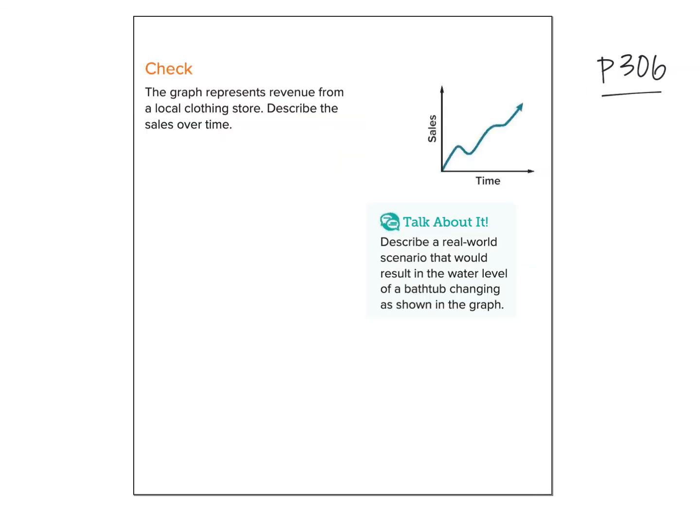All right, page 306, let's try the check. It says the graph represents the revenue from a local clothing store, so how much money they're making over time. Could you describe the sales over time? So how are they changing? I would say the sales start at 0 here, and they're increasing. Now this kind of looks like a straight line here, so at that part they're increasing at a constant rate. Then they're decreasing. This one sort of looks like a curve, so I would say maybe at a varied rate for just a little bit. Then they increase at a varied rate. I think these are all supposed to be curves. Then it kind of stays the same for a little bit, and then it goes up.